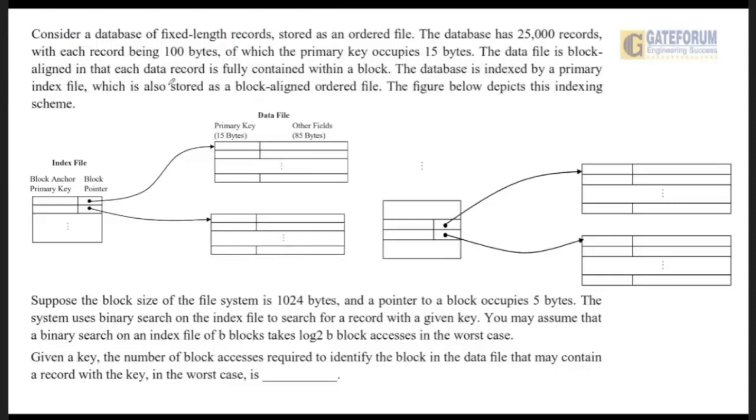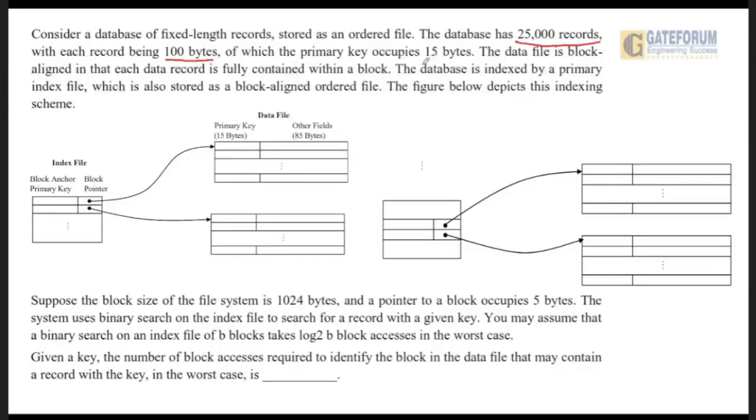So what has been mentioned in the question? Consider a database of fixed length records. Okay, records of fixed length, not variable length, stored as an ordered file. The database has 25,000 records with each record being 100 bytes. So how many records are there totally in the database? Total number of records are 25,000. Always underline the important things that have been given in the question. With each record being 100 bytes, the size of each record is 100 bytes, of which the primary key occupies 15 bytes.